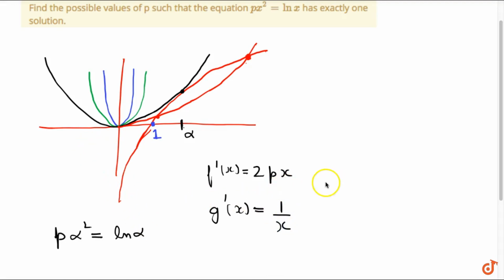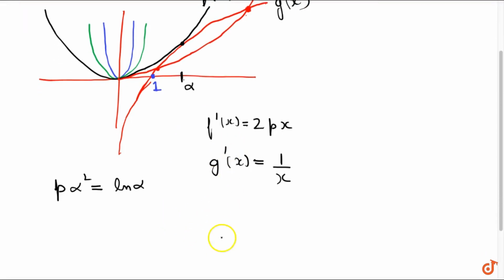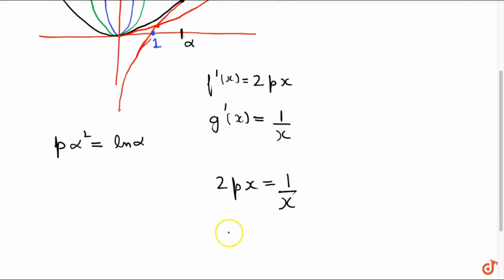So we are saying that g dash x and f dash x, basically this is the curve g x and this is the curve p f x. So we are saying that g dash x is equal to f dash x. So basically 2px is equal to 1 by x, but x is equal to alpha, so we get the value of alpha to be 1 upon root 2p. This is the value of alpha which we have obtained.